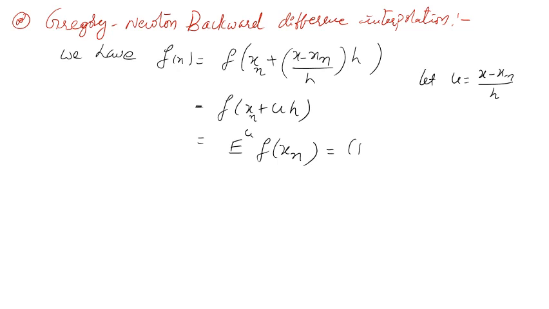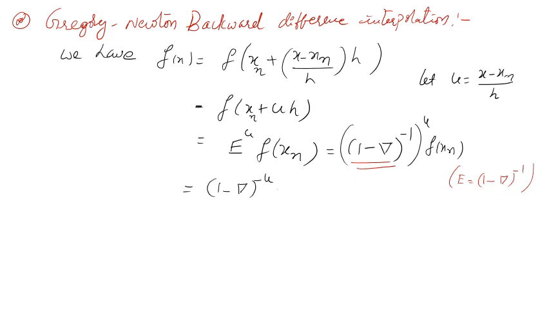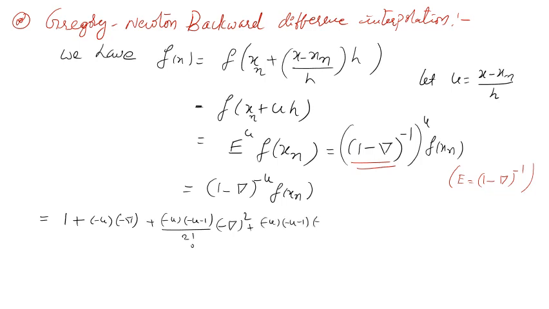In terms of the backward difference operator, E equal to 1 minus delta whole power minus 1. Let us substitute here. Then this becomes 1 minus delta whole power minus u, f of xn. After expanding using the binomial theorem: first 1, plus minus u into minus del, plus minus u into minus u minus 1 by factorial 2 into minus del square, plus minus u into minus u minus 1 into minus u minus 2 by factorial 3 into minus del cube, and so on.